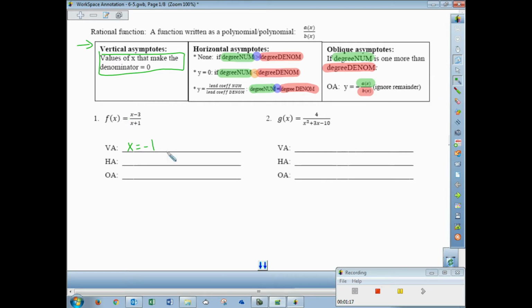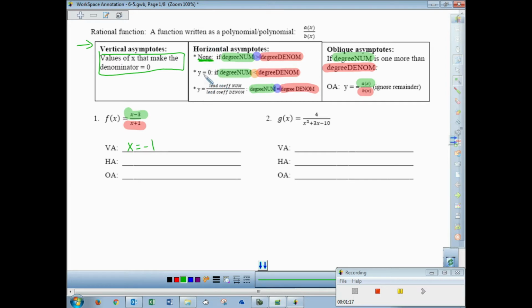Sometimes there are horizontal asymptotes, sometimes there are not. There are 3 things to look for. There will be no horizontal asymptotes if the degree of the numerator is greater than the degree of the denominator. So let's check this out. What is the degree of my numerator here? The degree of the numerator is 1. The degree of the denominator is 1. So is the degree of the numerator greater than the degree of the denominator in this case? No, it's not. So then I look to see the second choice.